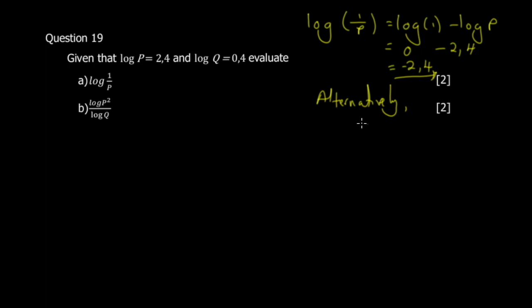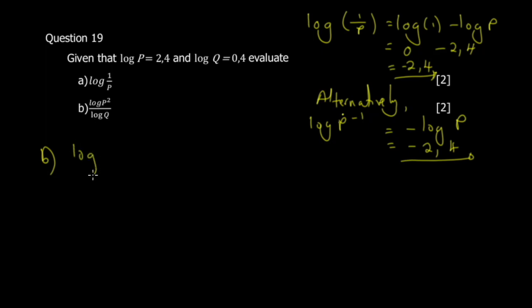And alternatively, okay, you would have done this. Log 1 by p equal to log p to the power negative 1, which is equal to negative log p. That's another theorem again in logarithms, which is equal to negative log p is equal to 2.4. And then it would still be the same answer. So that's it. Let's move to question B. It says log p squared divided by log q. So here again, according to one of the laws of logarithms, you kick this one back, so it becomes 2 log p, like this, over log q, like this, and you're done.